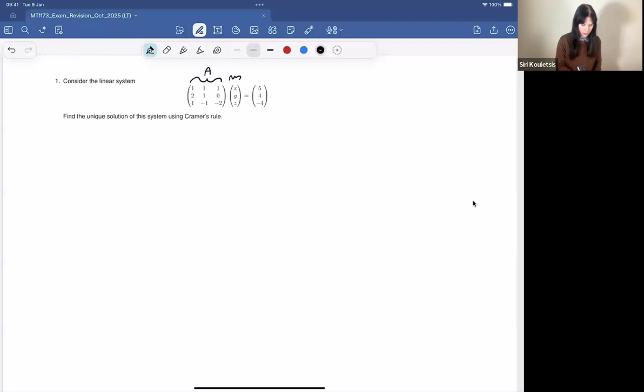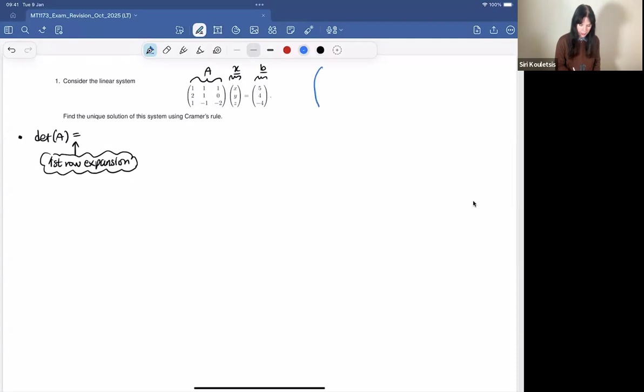And so let me now just give this coefficient matrix A a name. And then we have the vector of unknowns X and then the right-hand side B. And the first thing we do is to work out the determinant of A. Let me do, say, a first row expansion here. You are free to choose.